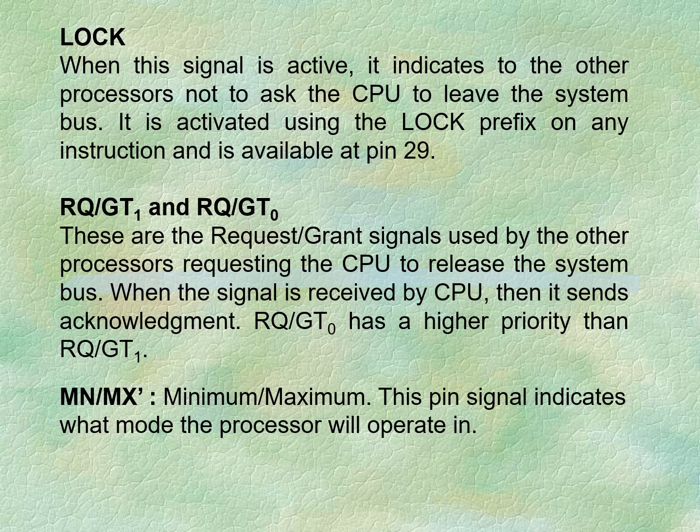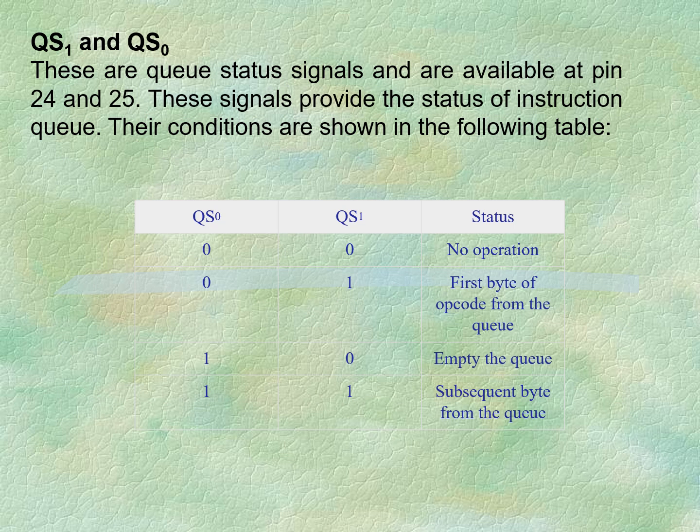Again, minimum or maximum mode, as I said earlier, are the two operating modes of the microprocessor. Minimum mode means only one 8086 will be present, and in maximum mode, more than one 8086 processor will be in the scenario. That is identified using the minimum/maximum pin.